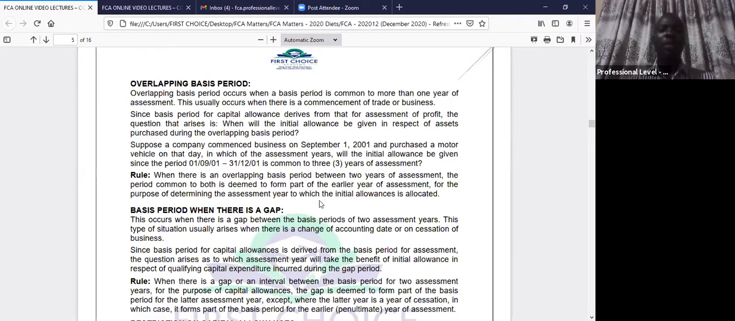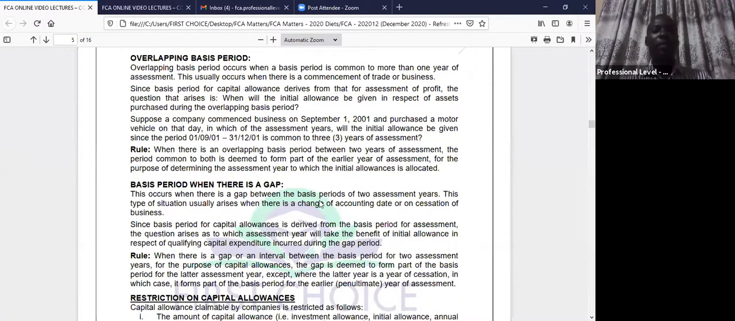That's what we are saying. But when we are looking at cessation of business, if there is a gap, you take it to the penultimate year and never to the ultimate year, even though the ultimate year is a later year to the penultimate.